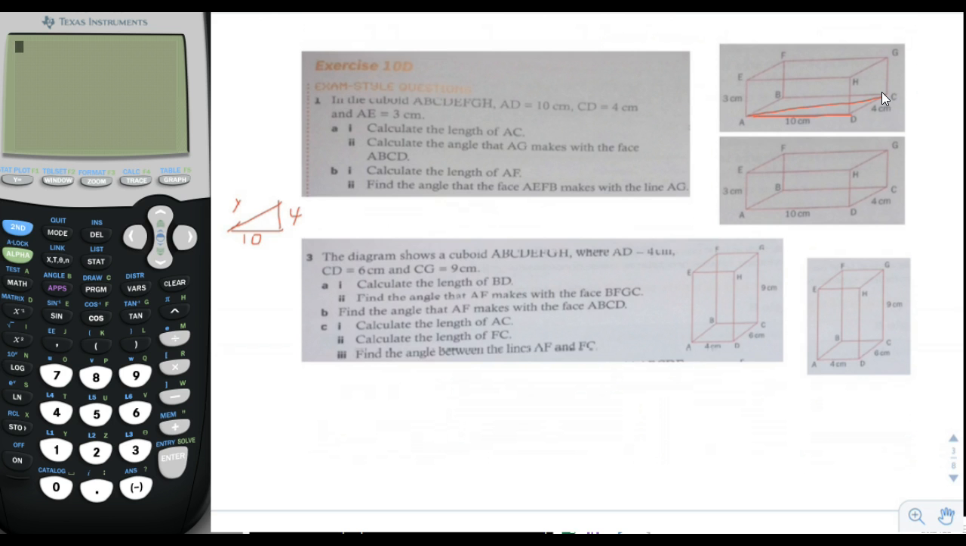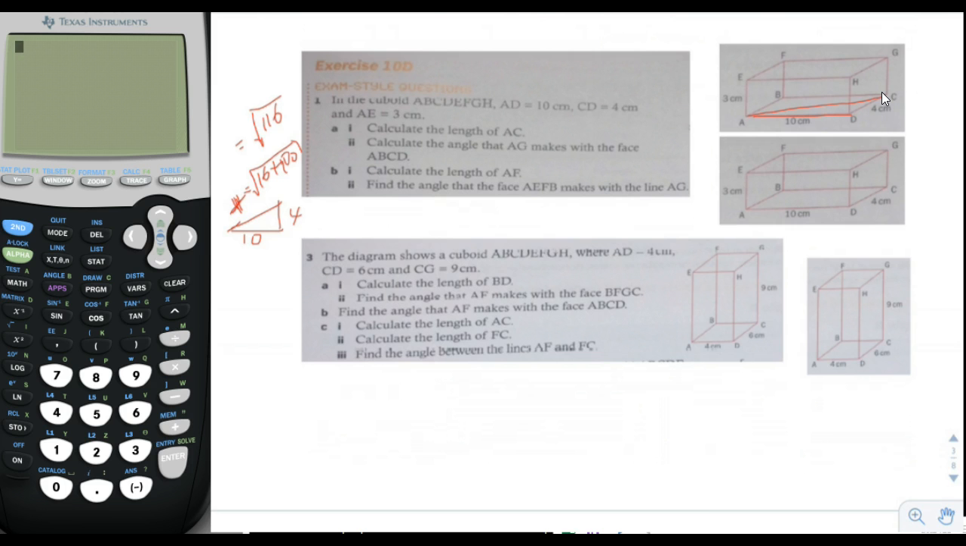So we could just use Pythagoras' theorem, right? X is equal to the square root of 16 plus 100, which is equal to the square root of 116. Okay, so that is the length of AC.